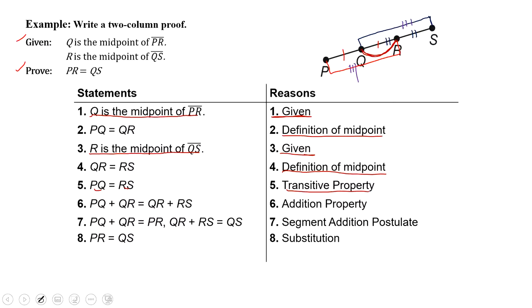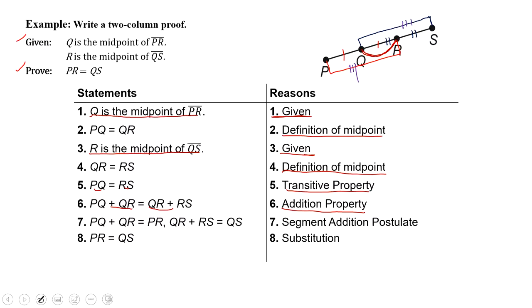From there, we have PQ equals RS. Think back to our algebra. We're adding QR to both sides here. When we add the same thing to both sides of an equal sign, it keeps the same values on each side. That's the addition property of algebra. It's also the addition property for what we're doing here. Then, from the postulate we just learned, PQ plus QR equals PR. That's our segment addition postulate. QR plus RS equals QS, again, as part of the segment addition postulate.